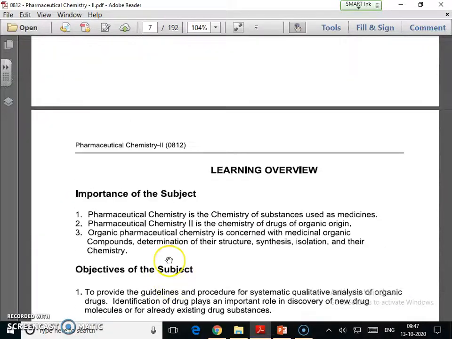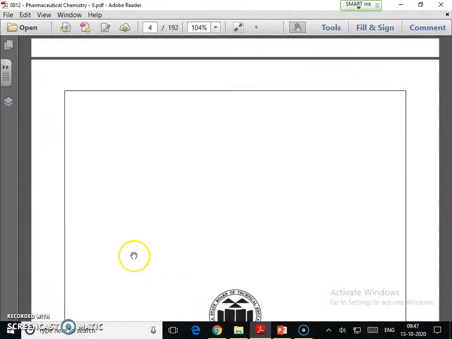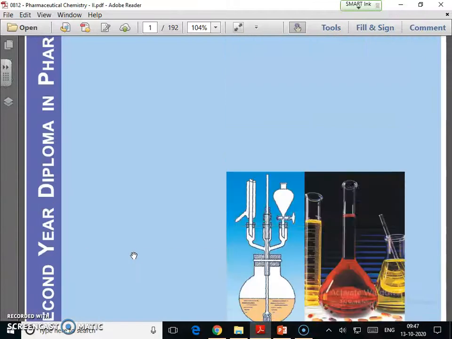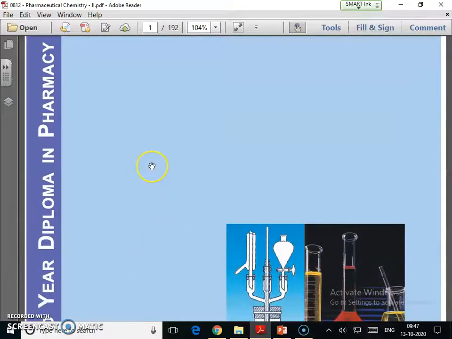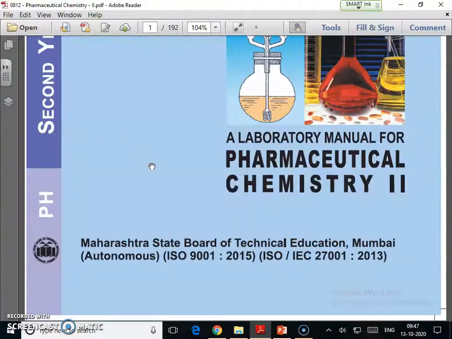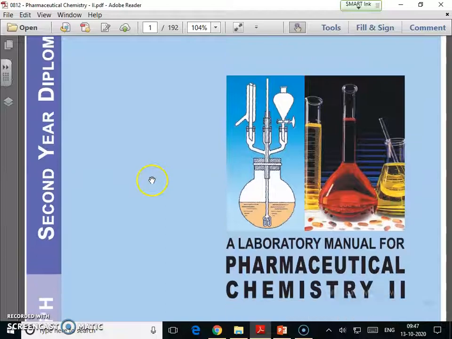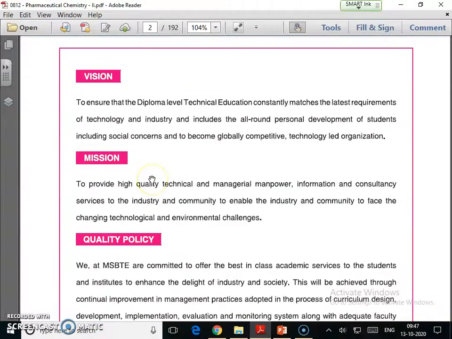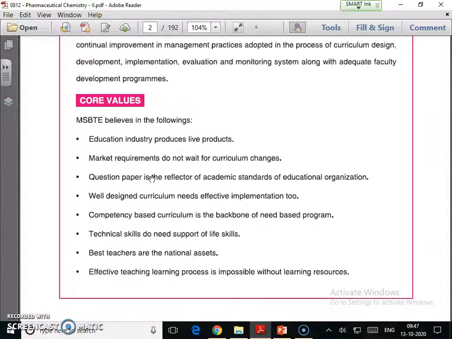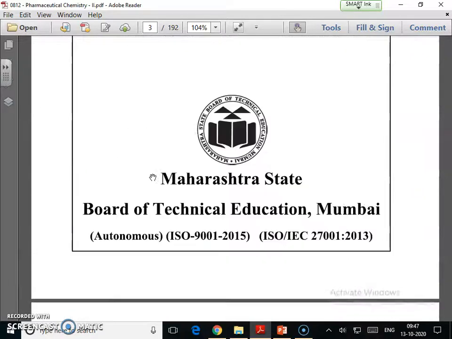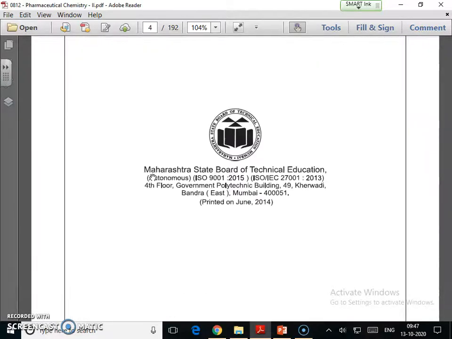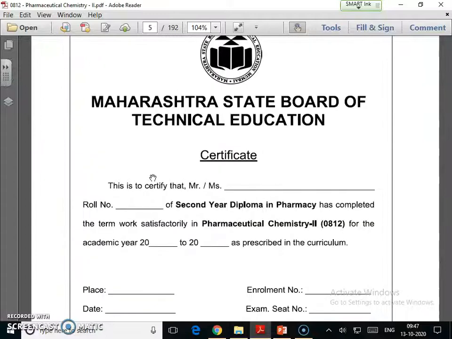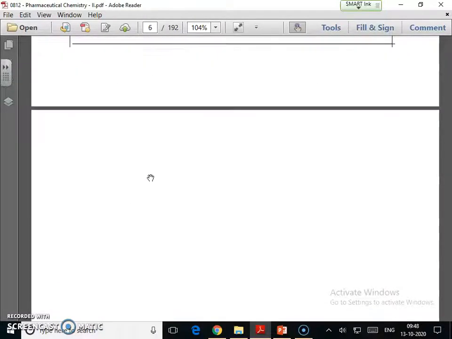First I am going to deal with the cover page of this manual. This is the laboratory manual for pharmaceutical chemistry 2 experiments. This is for second year and is given by MSBTE Mumbai, which has different pages. This is the cover page and the front page, and this is the certificate which you have to complete after the completion of the course, very well.